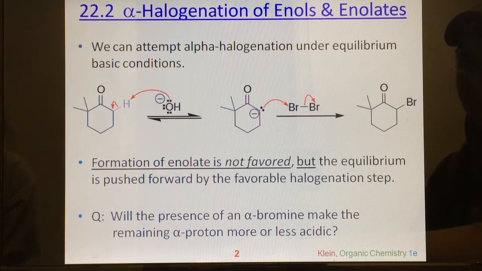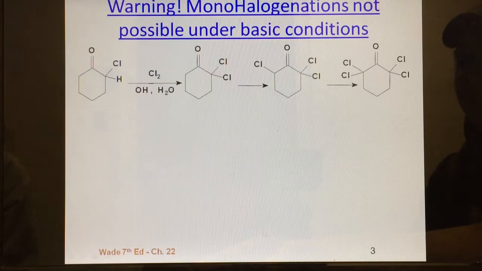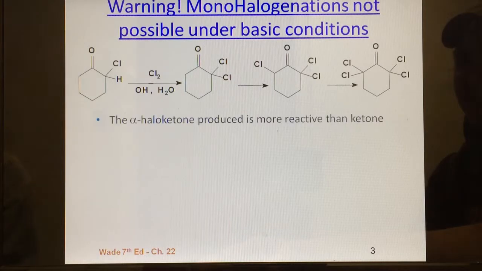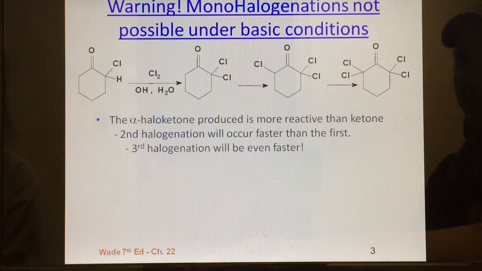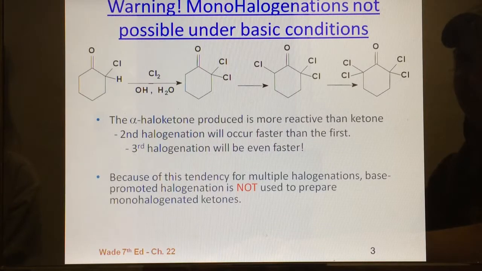And the question here is, will the presence of an alpha bromine make the remaining alpha proton more or less acidic? And the answer is, it will be more acidic. So we'd like to point out that monohalogenations are not possible under basic conditions because the alpha haloketone produced is more reactive than the ketone, and the second halogenation will occur faster than the first, and the third halogenation will be even faster. Because of this tendency for multiple halogenations, base-promoted halogenation is not used to prepare monohalogenated ketones.